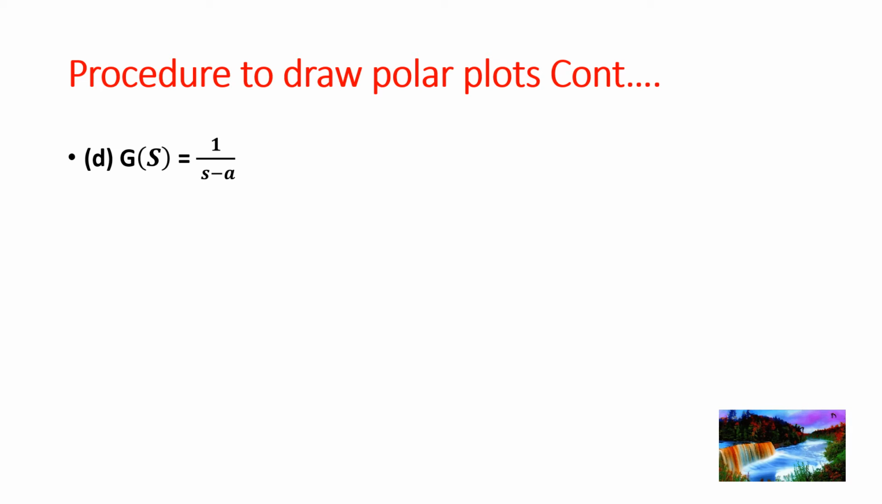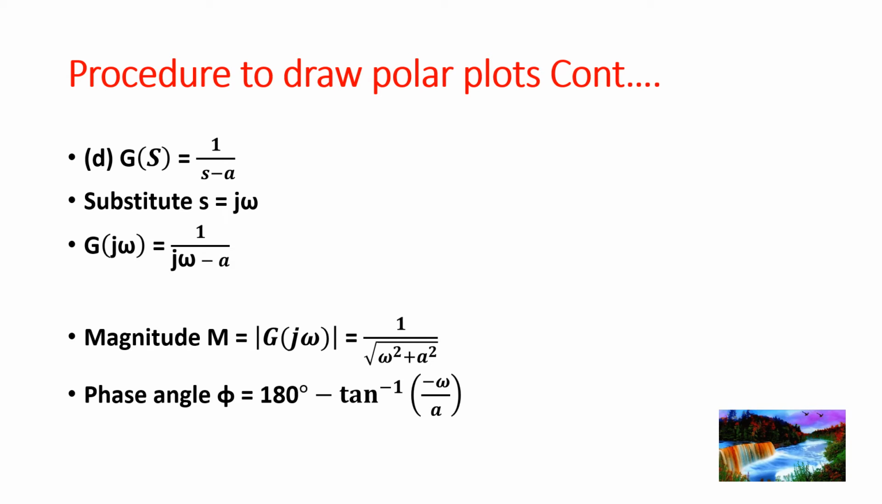D. G(s) is equal to 1 divided by s minus a. Substitute s is equal to jω. So G(jω) is equal to 1 divided by jω minus a. The magnitude M is equal to magnitude of G(jω), that is equal to 1 divided by square root of ω square plus a square. Phase angle φ is equal to 180 degree minus tan inverse of minus ω by a.